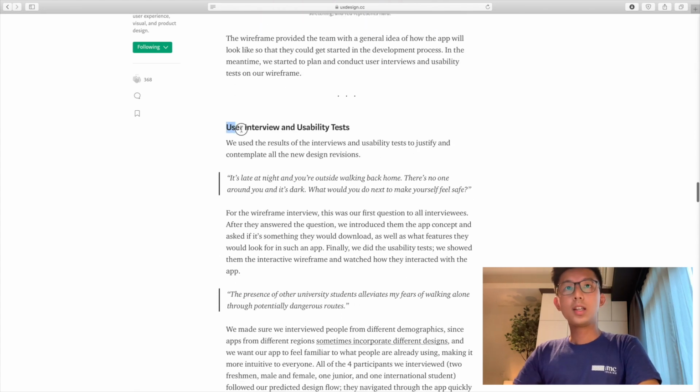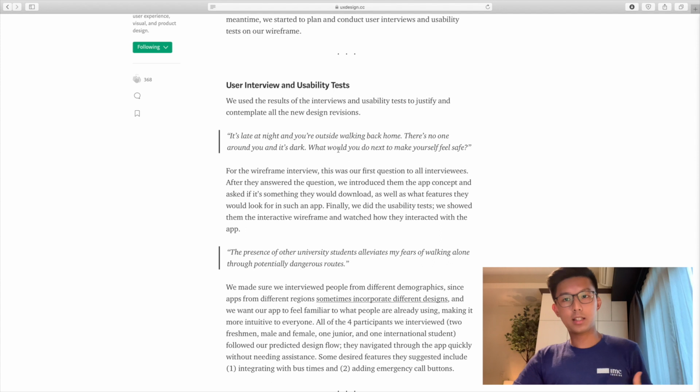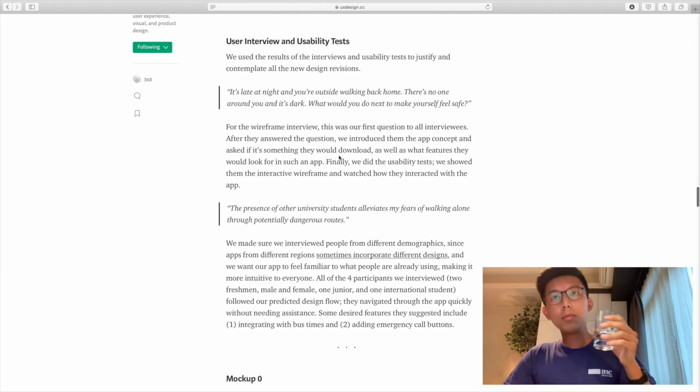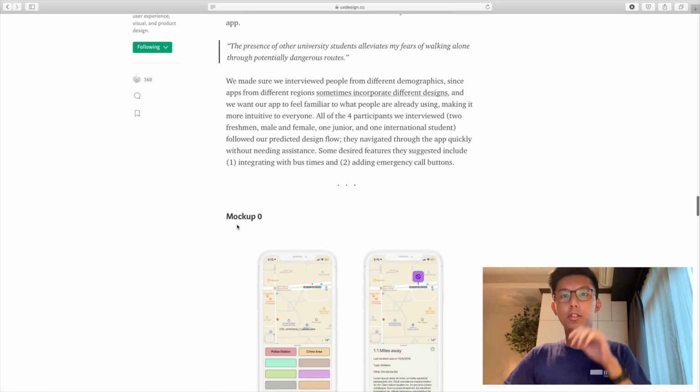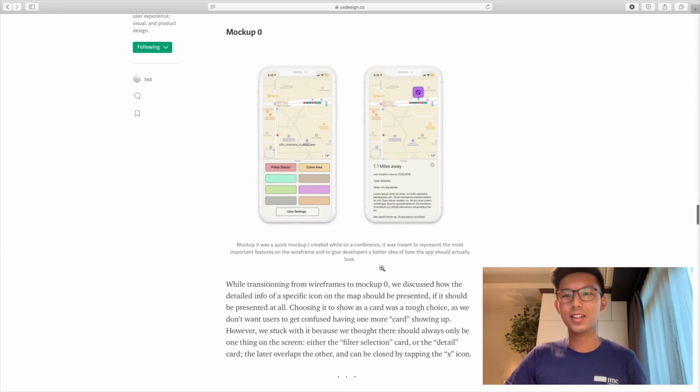Then, as I said, we did more user interviews and usability tests. Once again we asked a lot of questions about how they would potentially use the app. For example: it's late, there's no one walking around you, and it's dark. What would you do to make yourself feel safe? From the answers we received, we were able to make design decisions. With that, we came up with the first mockup, or the 0th mockup, because array starts at 0, right?